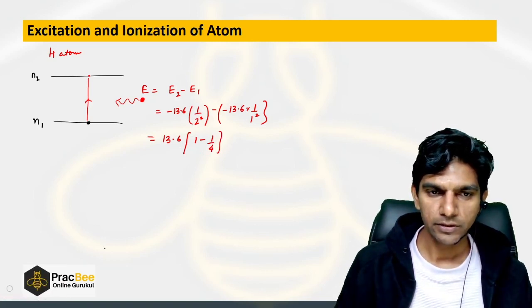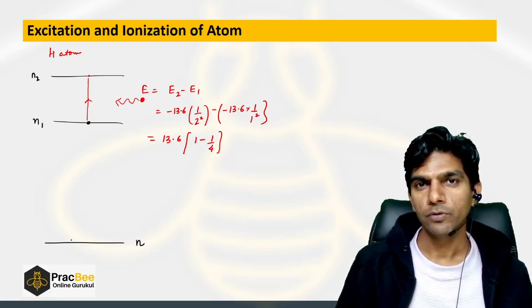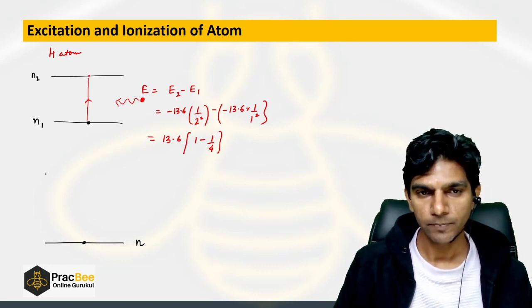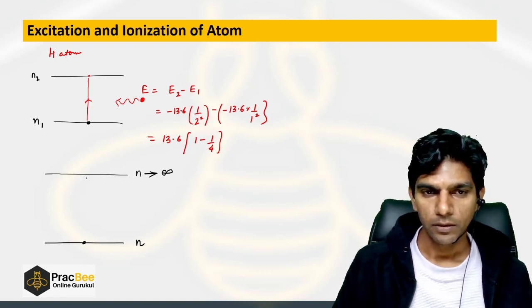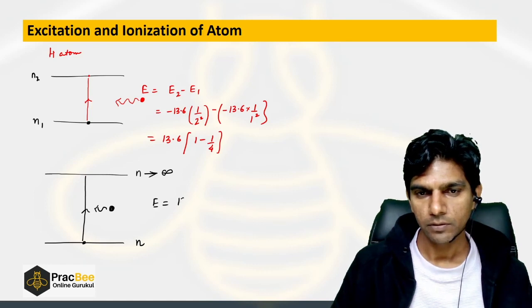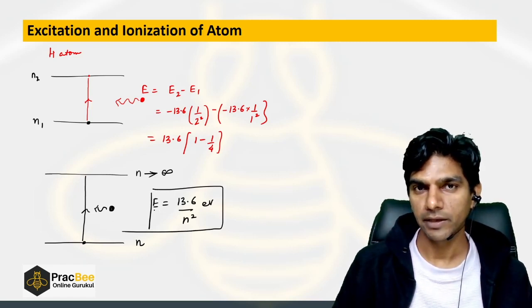Now what is ionization energy? Suppose the electron is present in the nth orbit and we want to remove this electron from the atom. The minimum energy required to remove this electron from the atom is known as the ionization energy. Let us say this is the limiting orbit, which means n tends to infinity. Now if we supply energy in the form of a photon, then the energy required will be 13.6 by n square in electron volt. So this is the ionization energy for an electron present in the nth orbit. So do remember this.